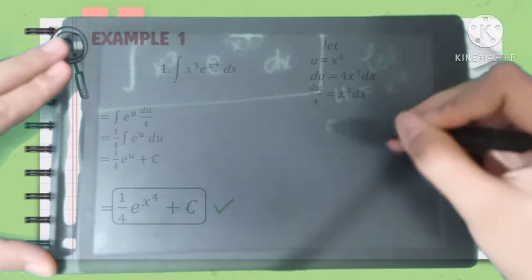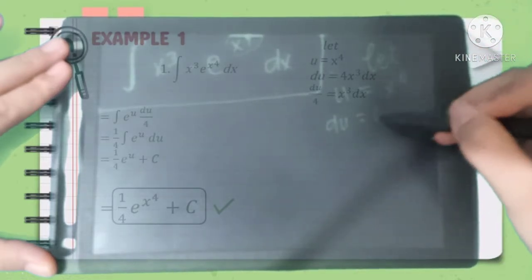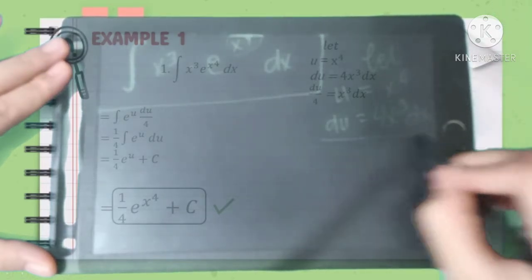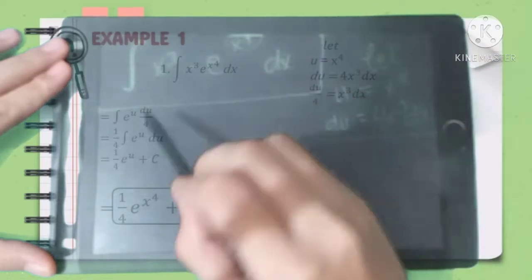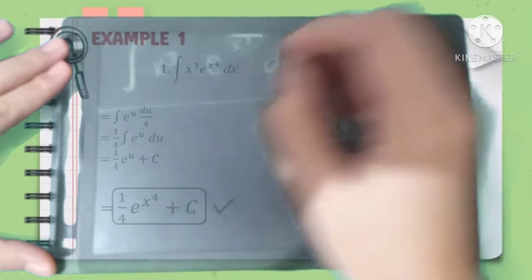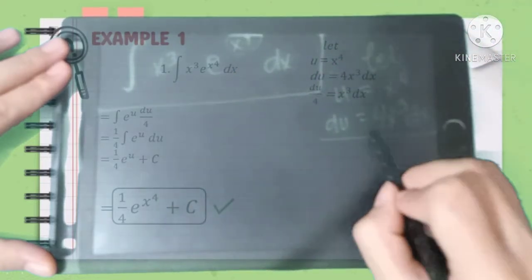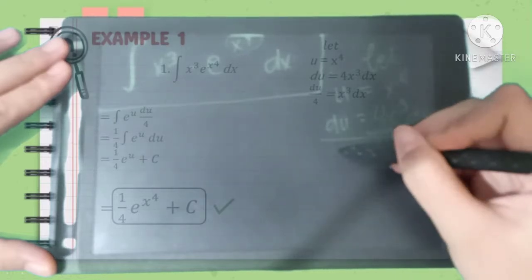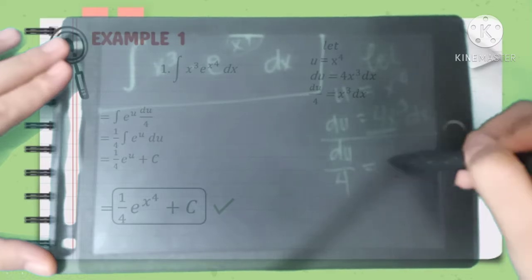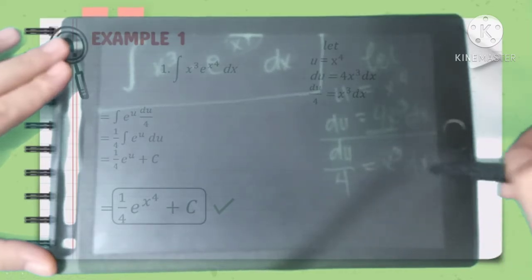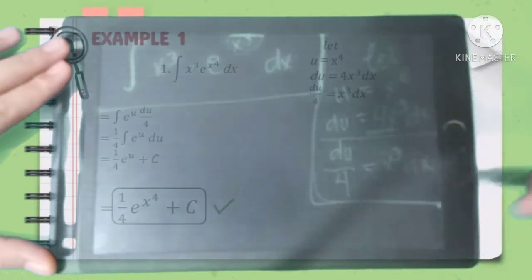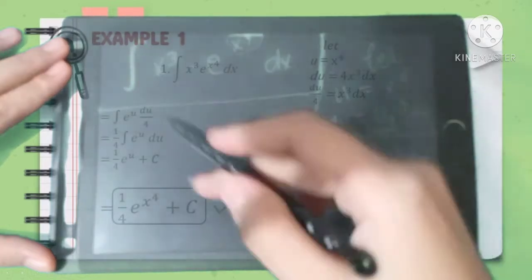So that would be, ano yung magiging derivative niya? 4x cubed dx. So, ito yung derivative niya. But since ang kailangan lang natin i-cancel para maging du ay x cubed dx, meron tayong 4 dito. So, anong gagawin natin? Pwede natin siyang ilipat dito. Okay? So, that would be x cubed dx. Alright? So, ayan. Pwede na tayong mag-integrate dyan. Pwede na nating i-substitute siya.